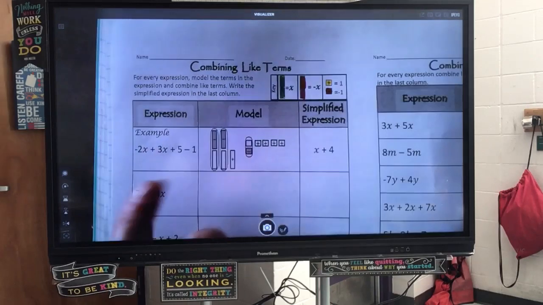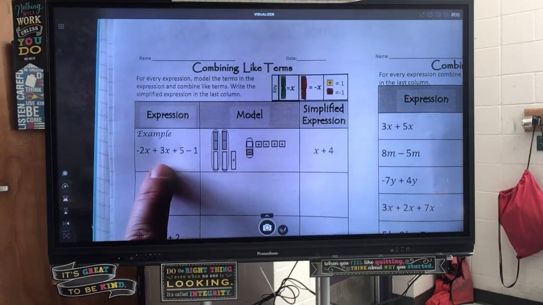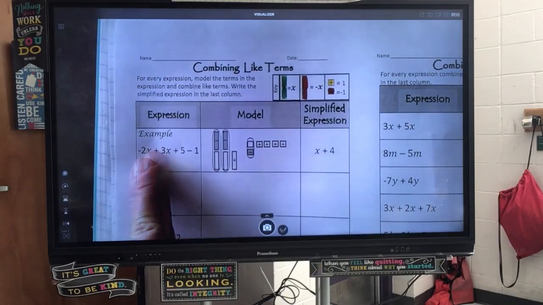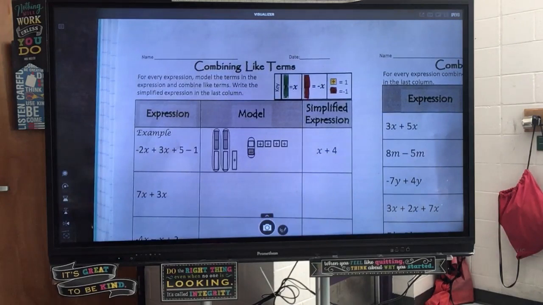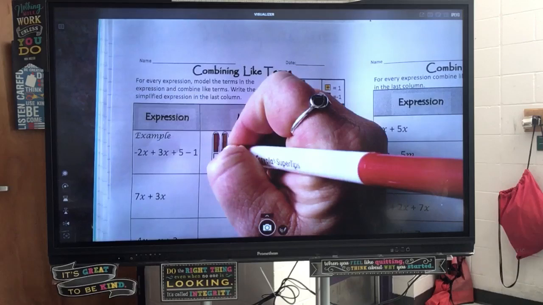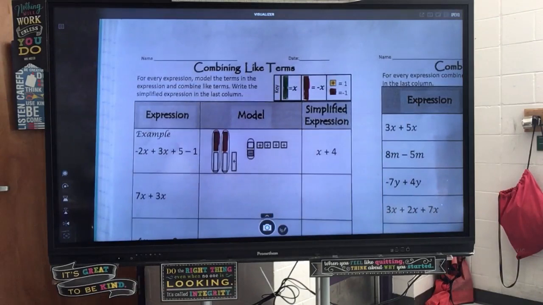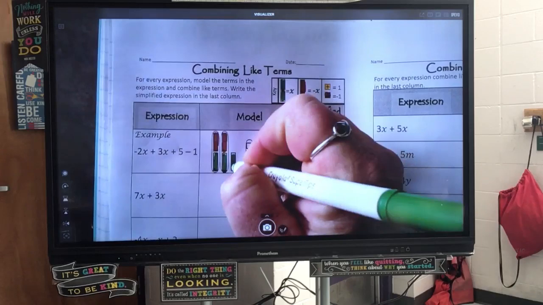Alright, so here we have negative 2x plus 3x plus 5 minus 1. In our example, the negative 2x, which is represented by these two negative tall ones, what color are they going to be if they're a tall negative x? Camden. Okay, so this is going to be red, and this one's going to be red. And then we have positive 3x, so we're going to color this one green, this one green, and this one green.